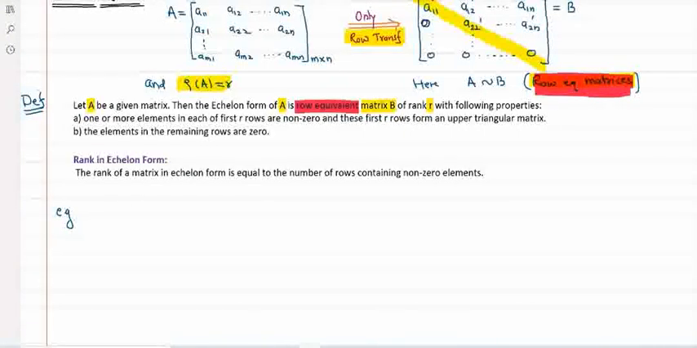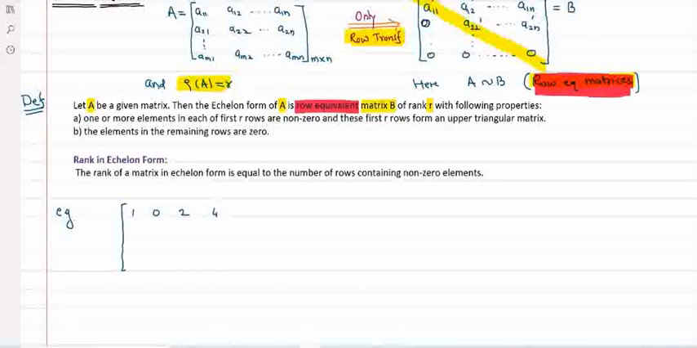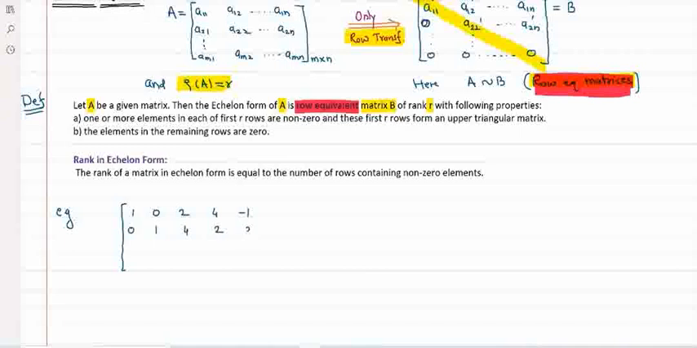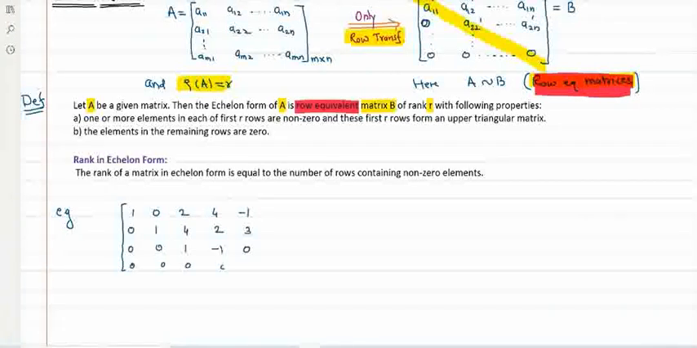Okay. So I will write a matrix with first row 1, 0, 2, 4 and -1. Then 0, 1, 4, 2, 3. Then 0, 0, 1, -1, 0. Then 0, 0, 0, 0, 0. Okay. Suppose this is the first example.